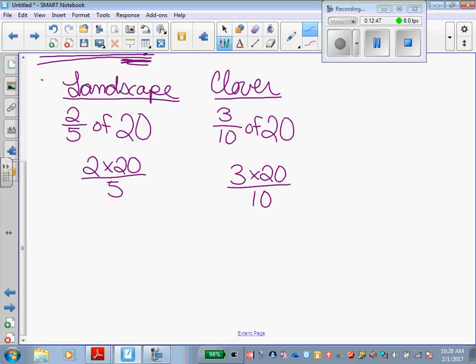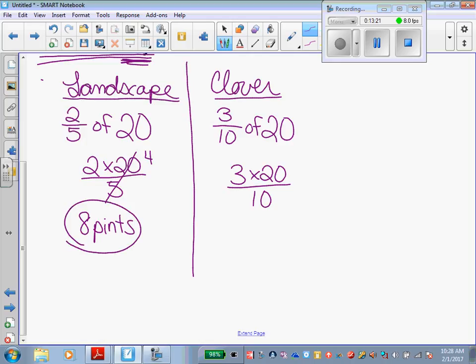2 times 20 over 5. What would I do next? Aiden. Okay, so we can cancel out this 20 and this 5, because 5 divided by 5 is 1 and 20 divided by 5 is 4. 2 times 4 is 8. So how many pints of paint did she use for the landscape? 8 pints. So we have 8 pints for the landscape.